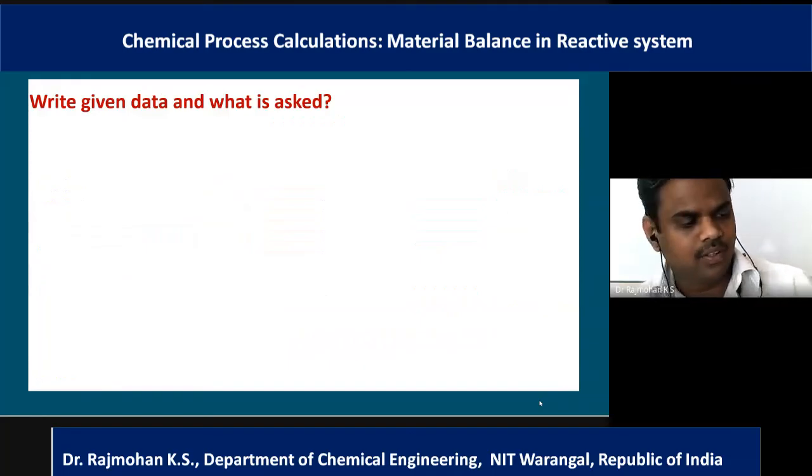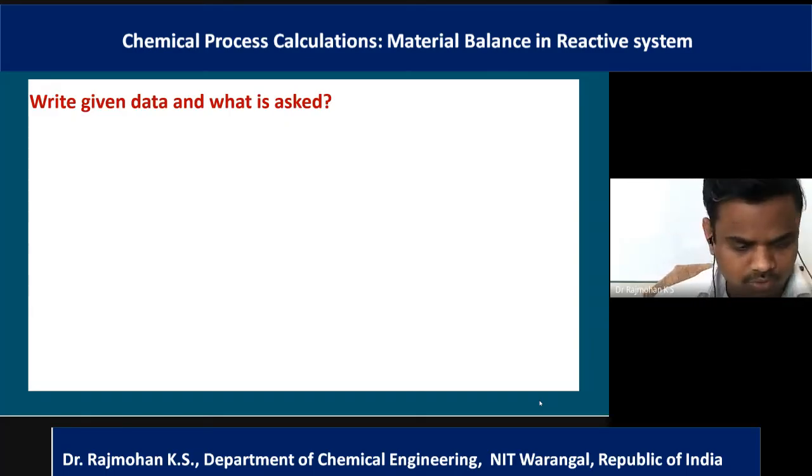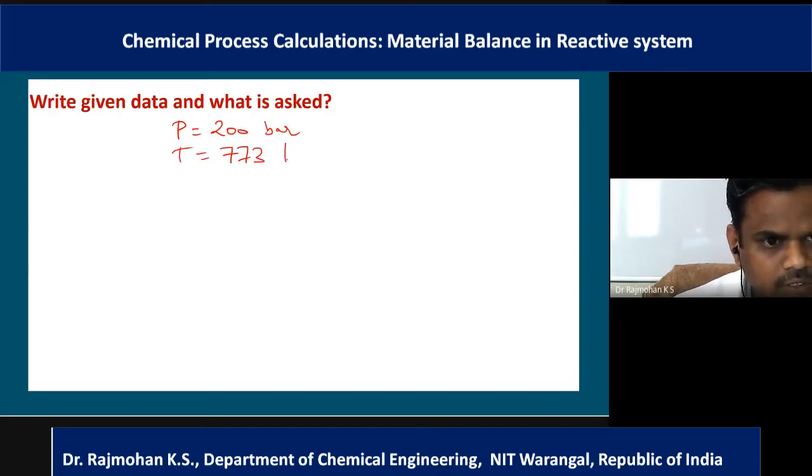Here we have to take a basis. Okay. So the temperature and pressure are given. We may not be using those data, but however I'll write that given data here. So pressure is given to be 200 bar. Temperature is given to be 773 Kelvin. Okay. A basis is given.